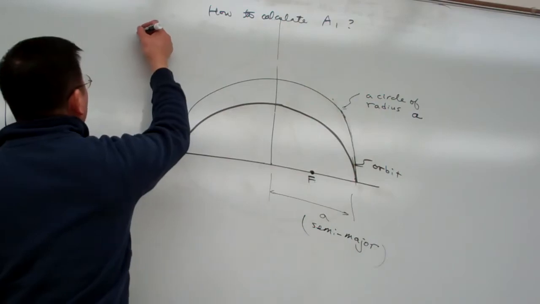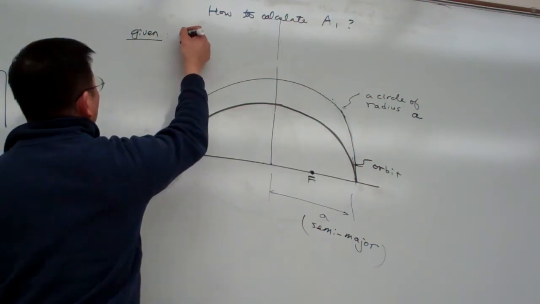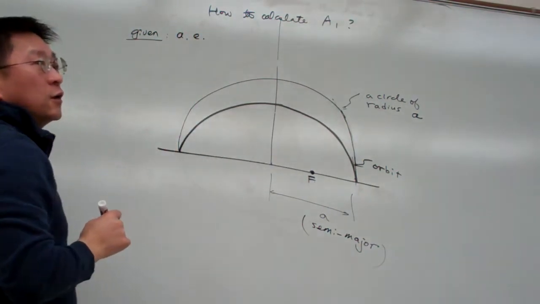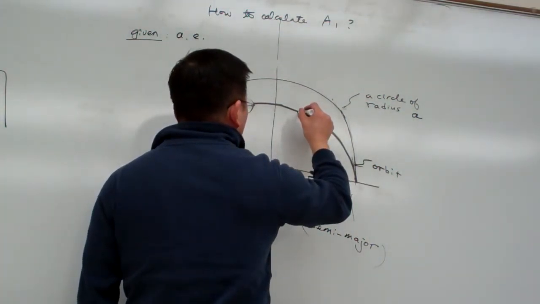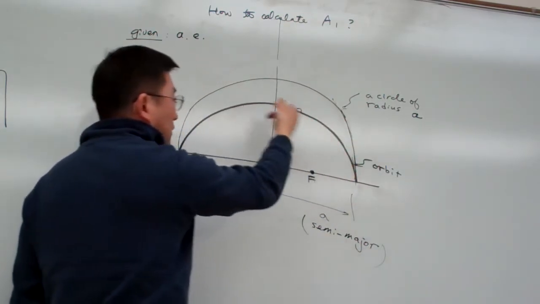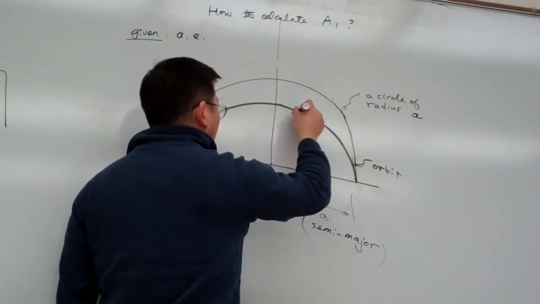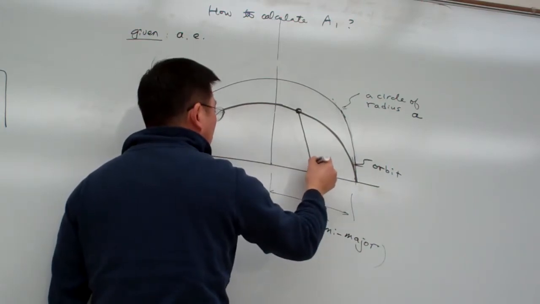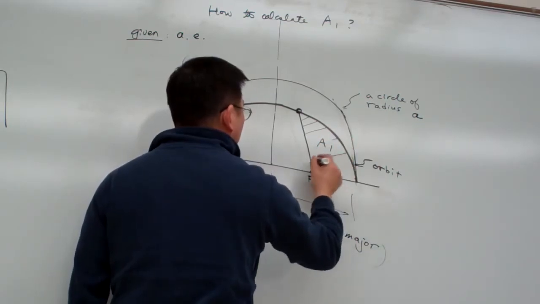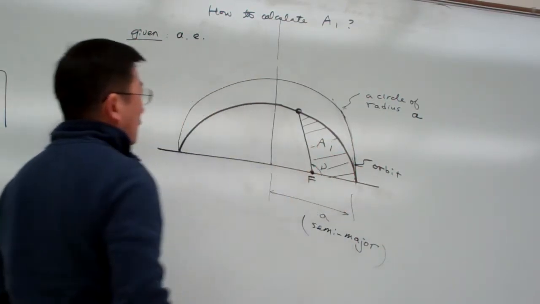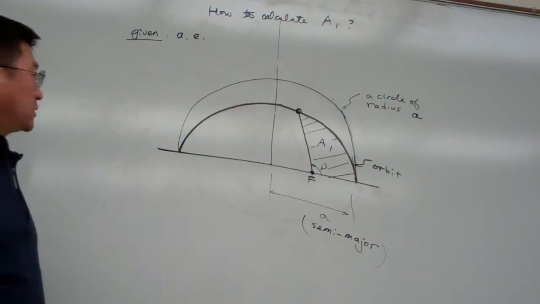Assuming we are given the orbital elements, say a and e, so we know the semi-major axis and we know the eccentricity. And we know the satellite is moving counterclockwise. So this is our satellite here. Right now our job is to find what A1 is. Focus on this one, and I can do a little geometry to see what happens.